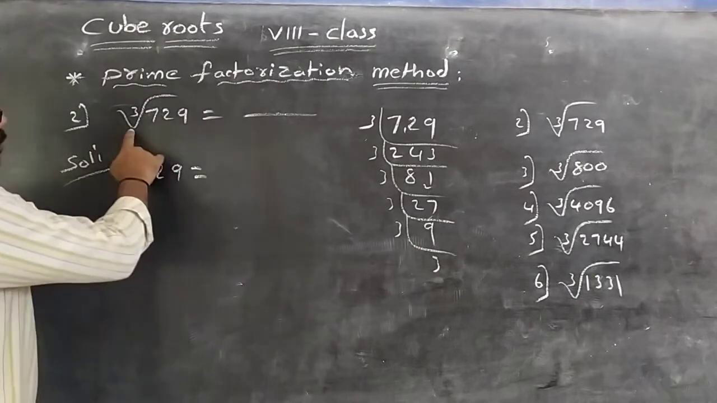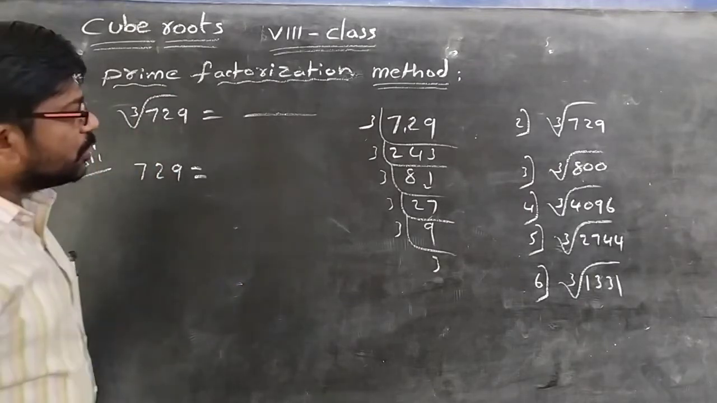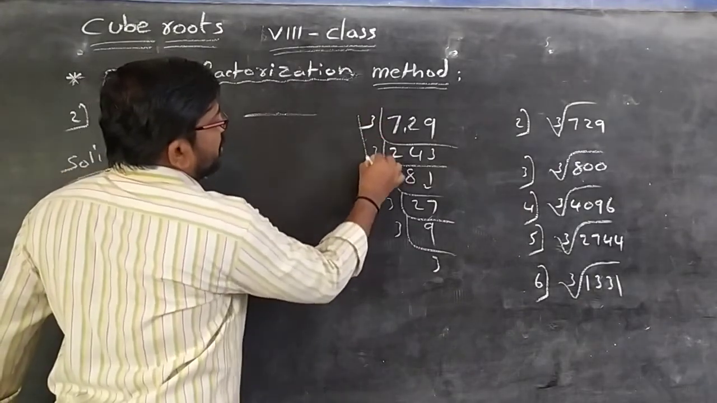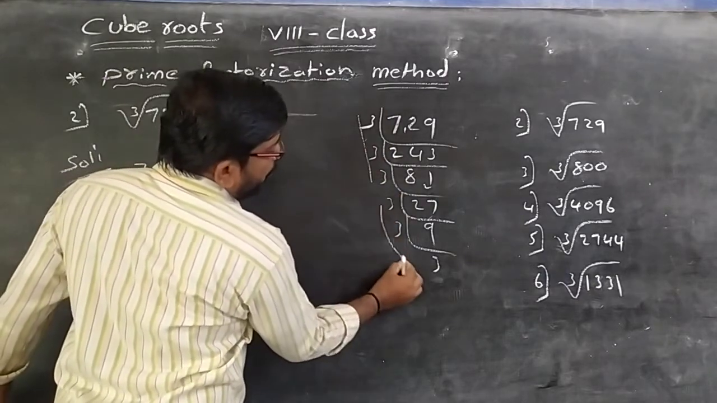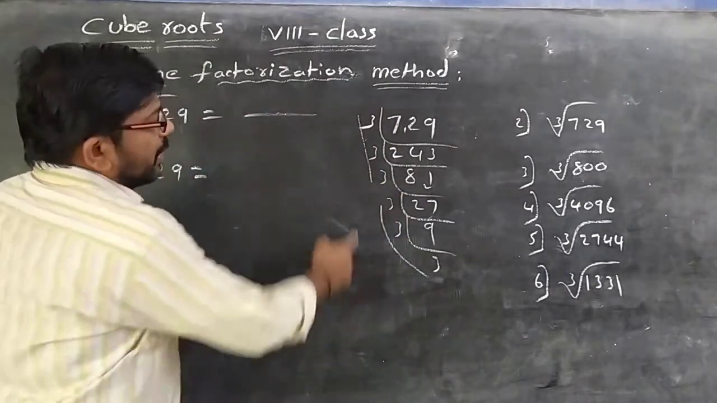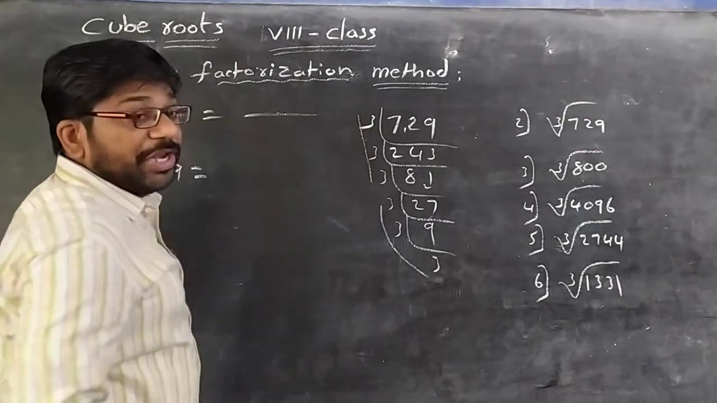Here we need to find the cube root, so we should take 3 numbers as a single group. 3 numbers: 3 into 3 into 3, 3 cube.